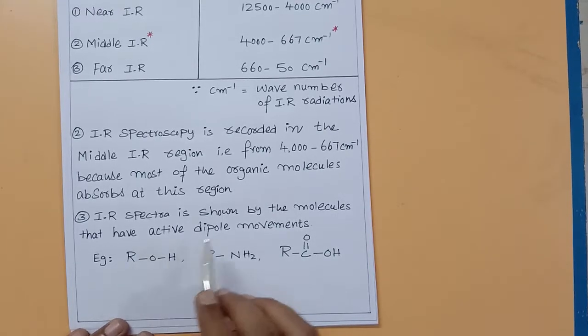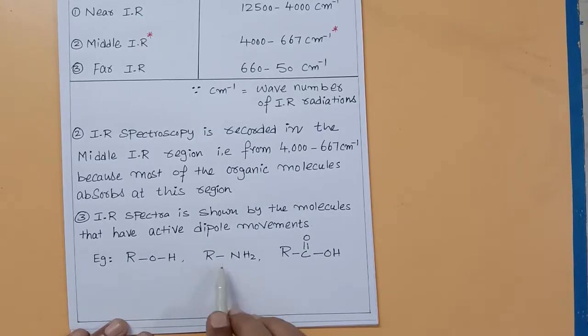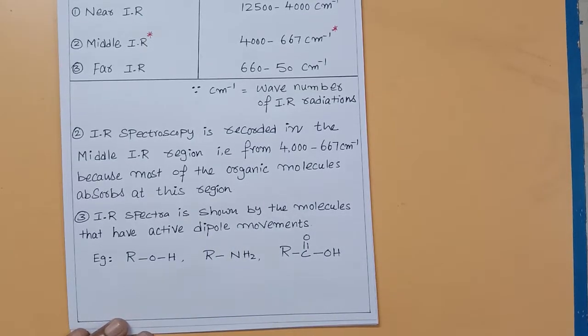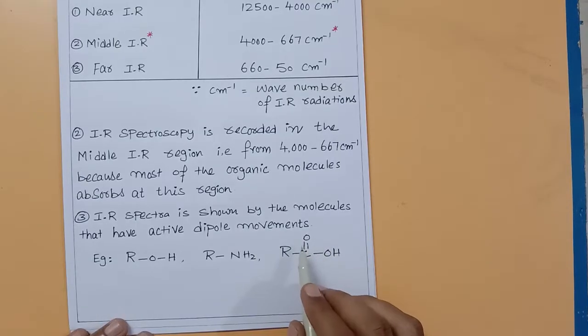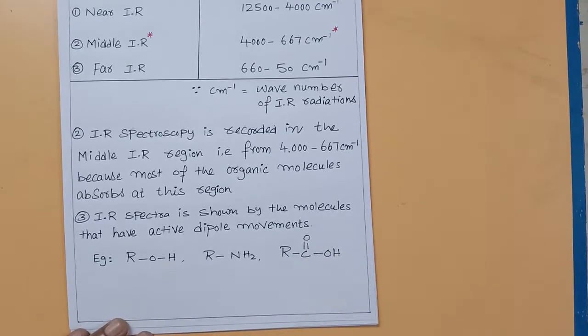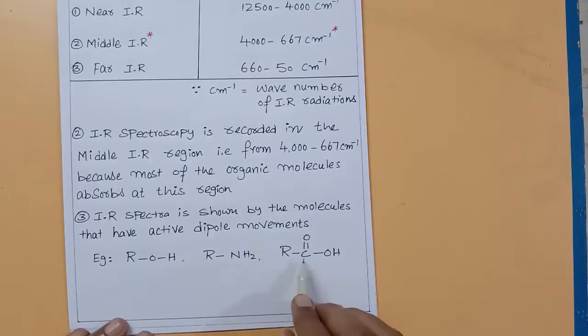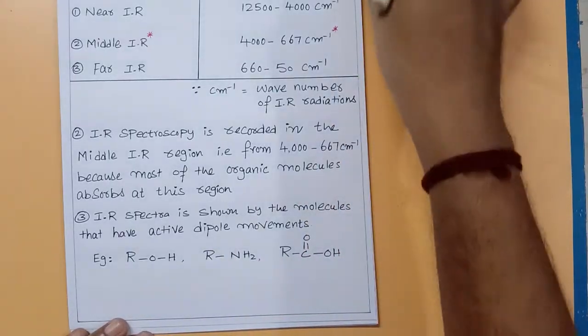Such polar groups are going to generate dipole moments. Similarly, in amines, there will be an electronegativity difference between carbon and nitrogen and hydrogen also. In carboxylic acid, there is an electronegativity difference between carbon and oxygen. So these molecules are polar molecules, so they give dipole moments. So these compounds are IR active.